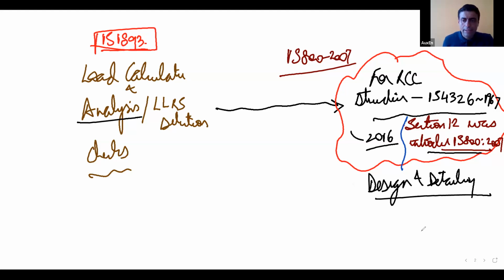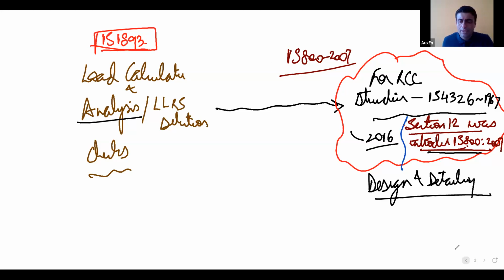Anyway, so we got this section 12. Is the development clear till now? Is the chronology of events clear till now, that what was happening in the Indian context, what was happening in the American context?